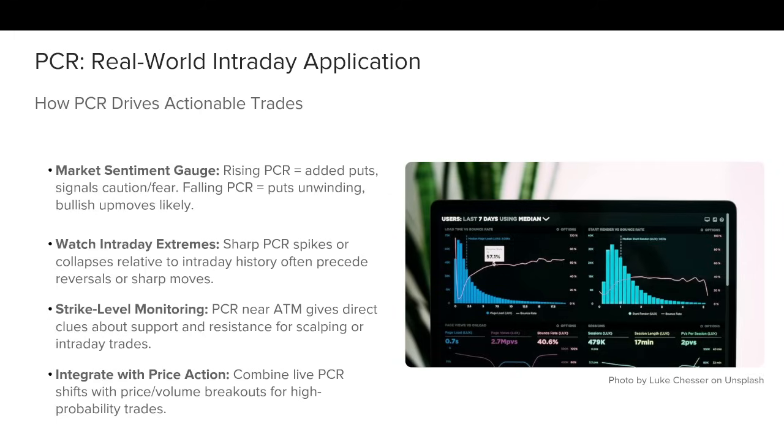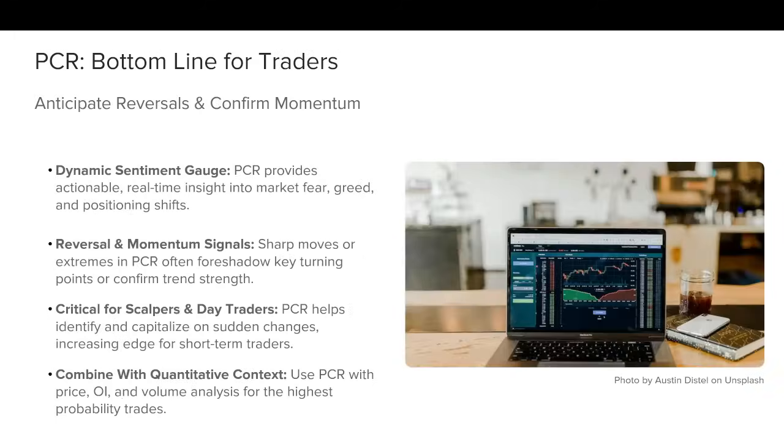Watch intraday extremes, strike level monitoring, integrate with price action, everything is done by the algo. So it's a dynamic sentiment gauge where PCR provides actionable real-time insight into market fear, greed and position shift in real time for a scalper. It also provides reversal and momentum signals. It's critical for day traders and scalpers, but always use it with quantitative context, that is what price, OI and volume analysis are saying, then use PCR.